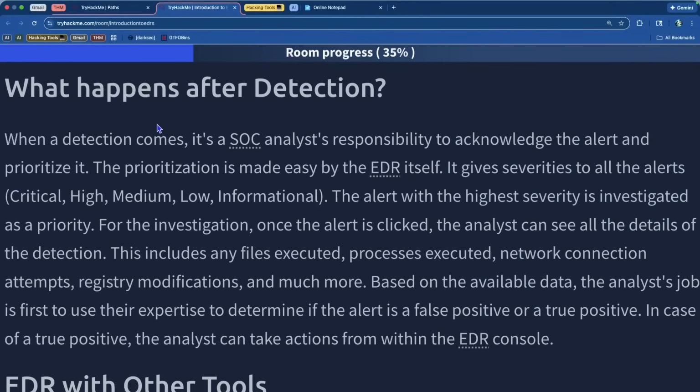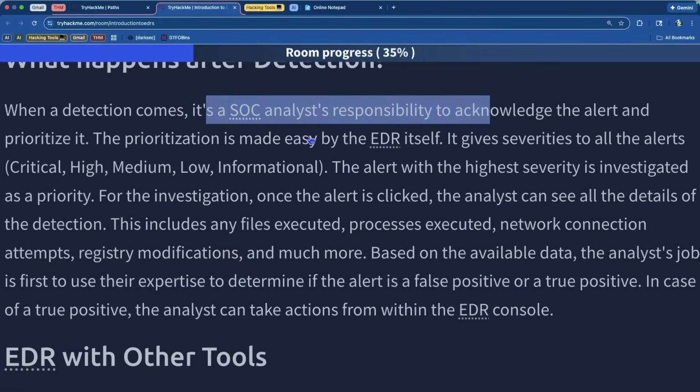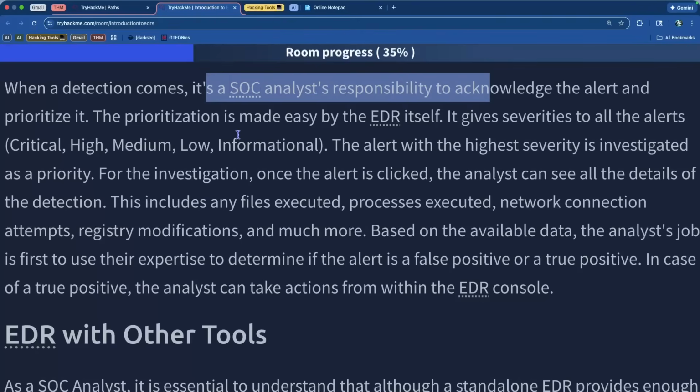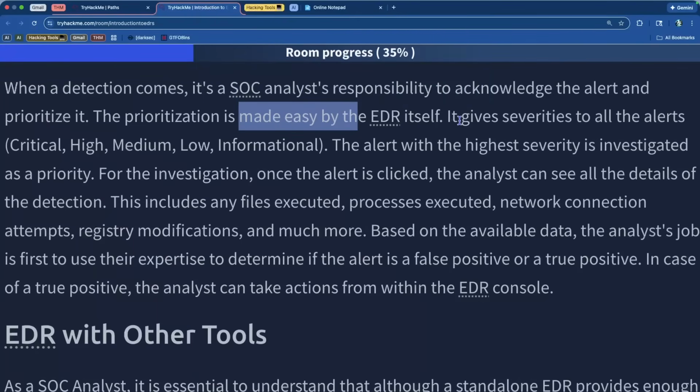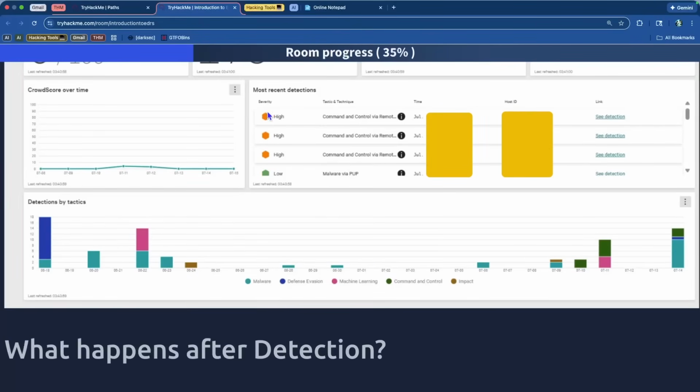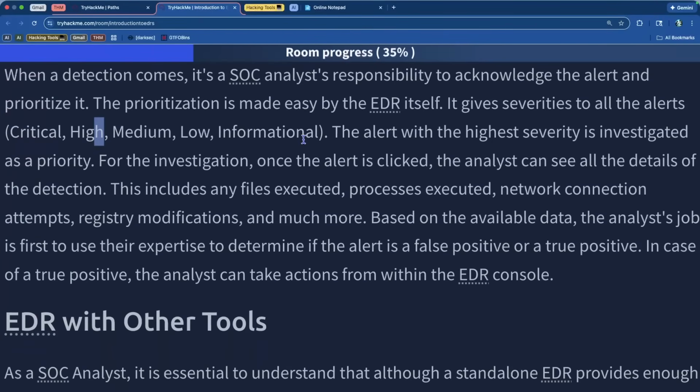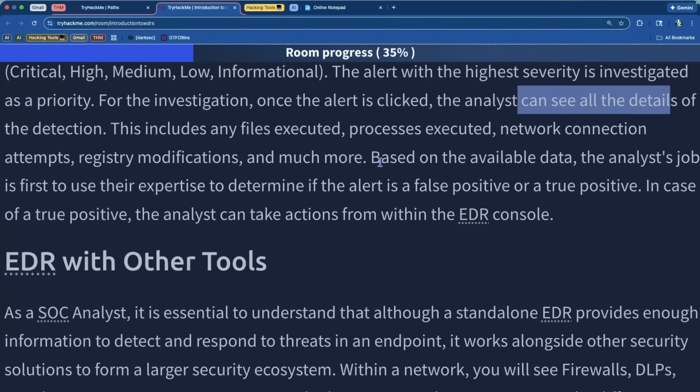So what happens after detection? When a detection comes, the SOC analyst's responsibility is to acknowledge the alert and prioritize it. Prioritization is made by the EDR. It makes it very easy because it gives us critical, high, medium, low, informational, which is what you see right here. So it helps us do that. And the alert with the high severity is investigated as a priority. Once it is clicked, the analyst can see all the details of it, and it includes files executed, processes executed, network connection attempts, registry modifications, and much more.